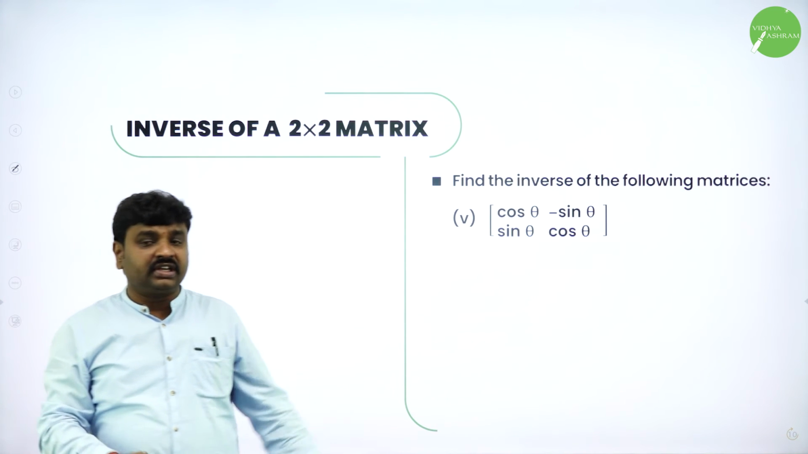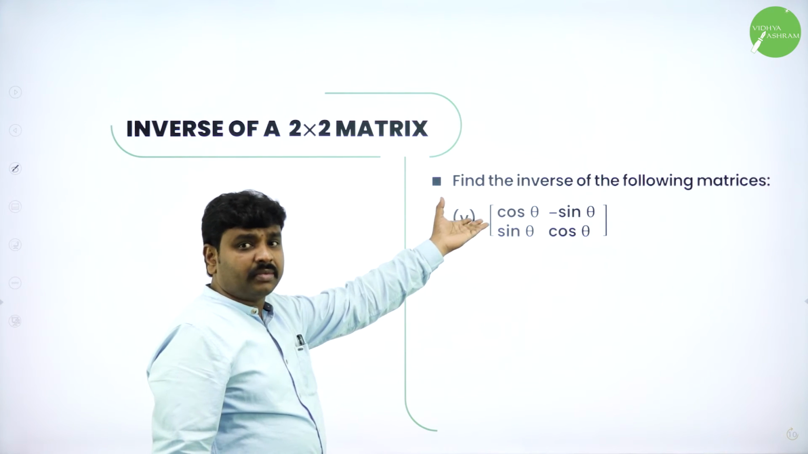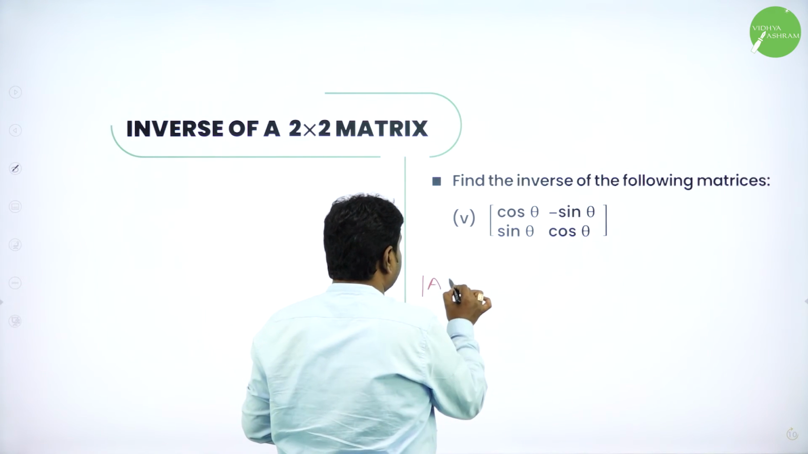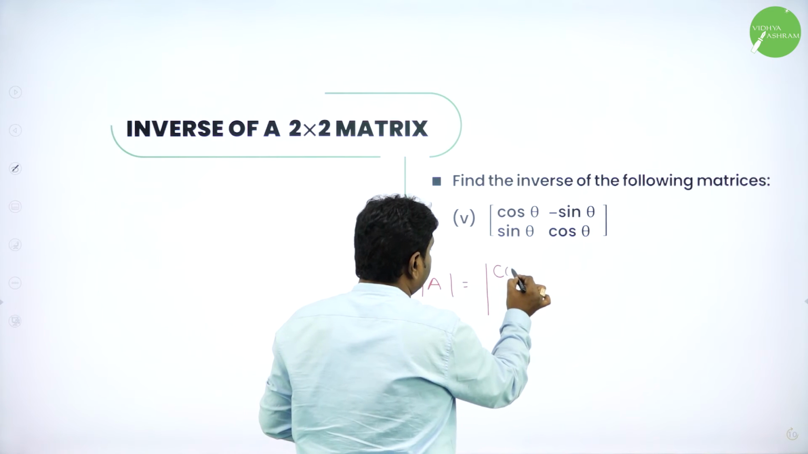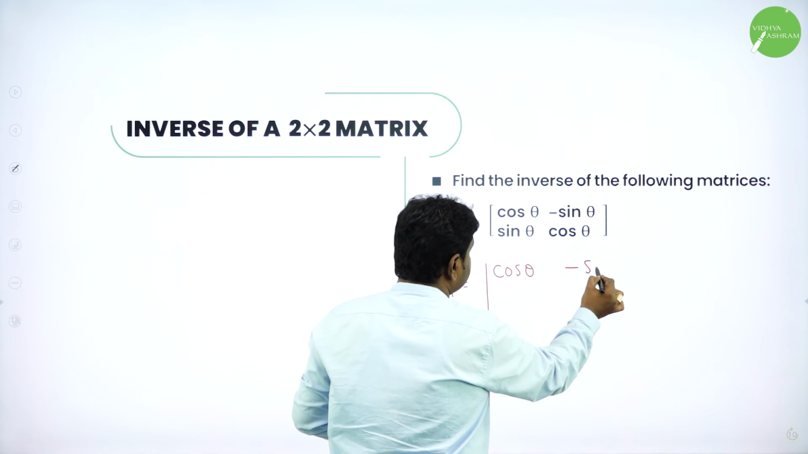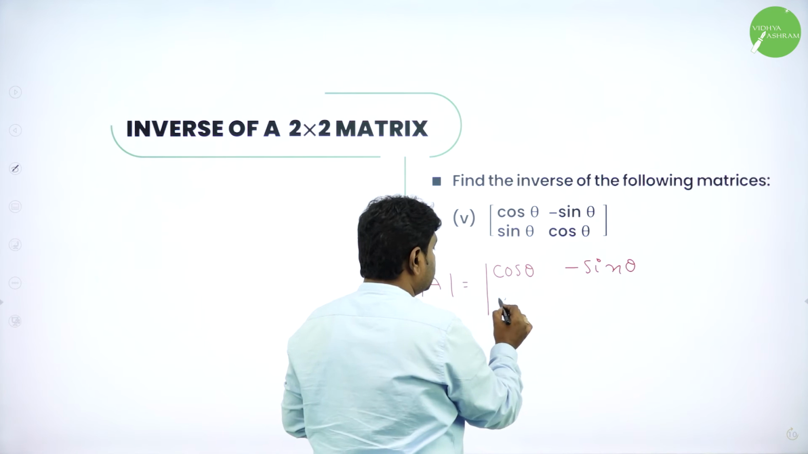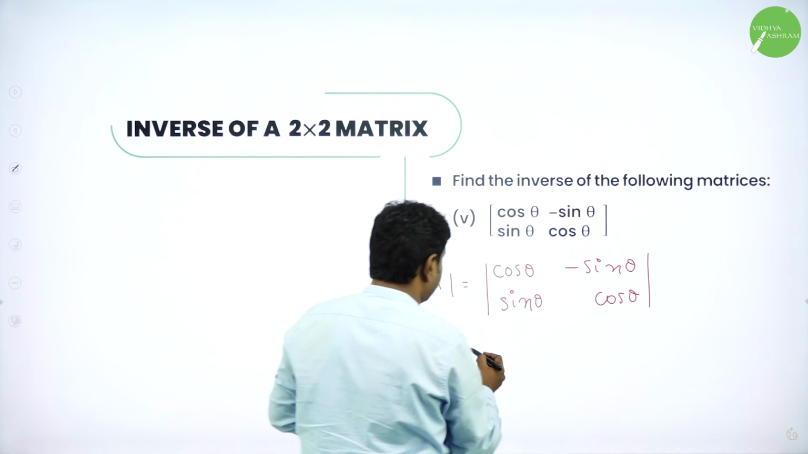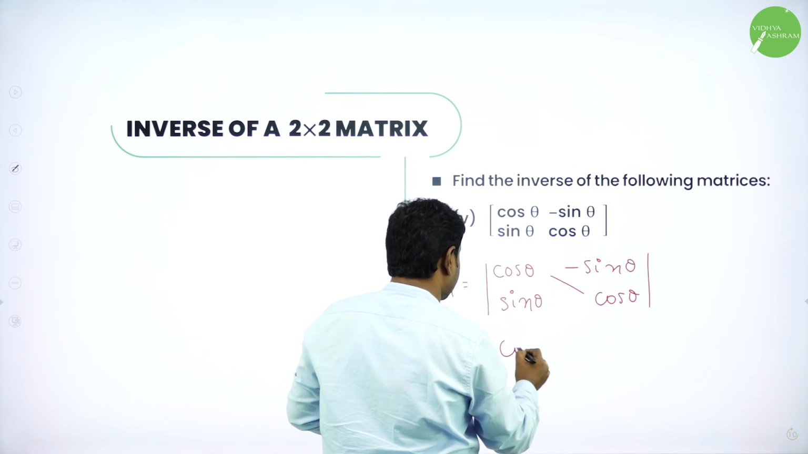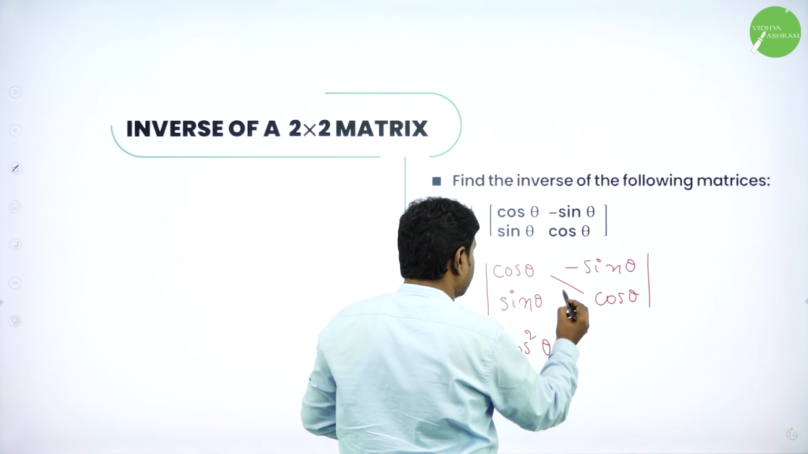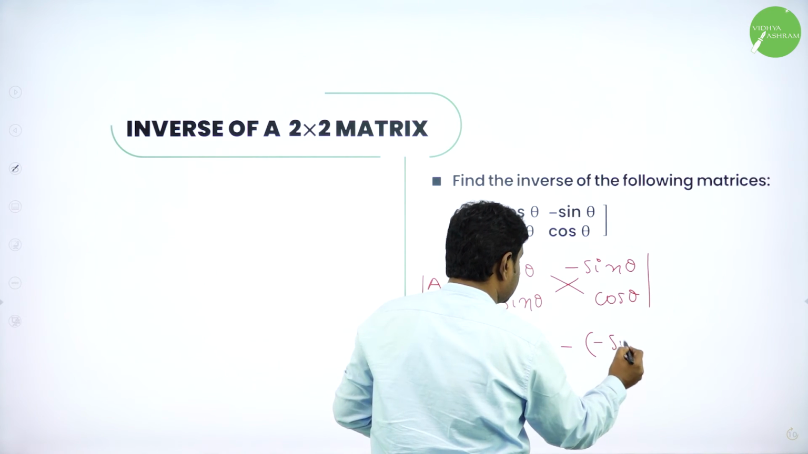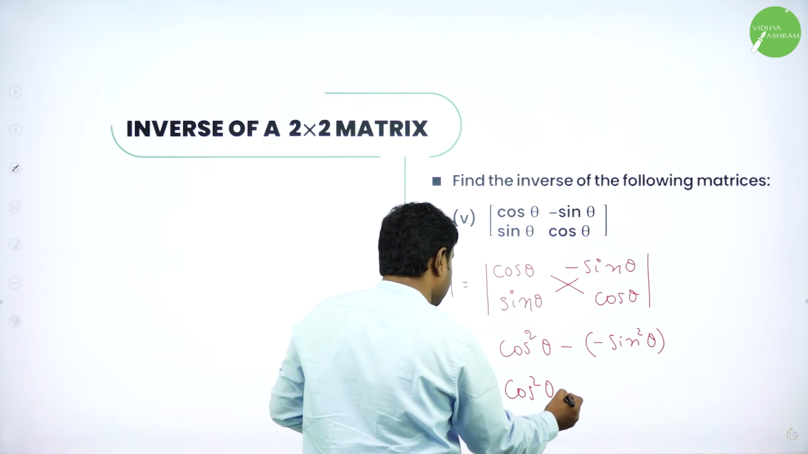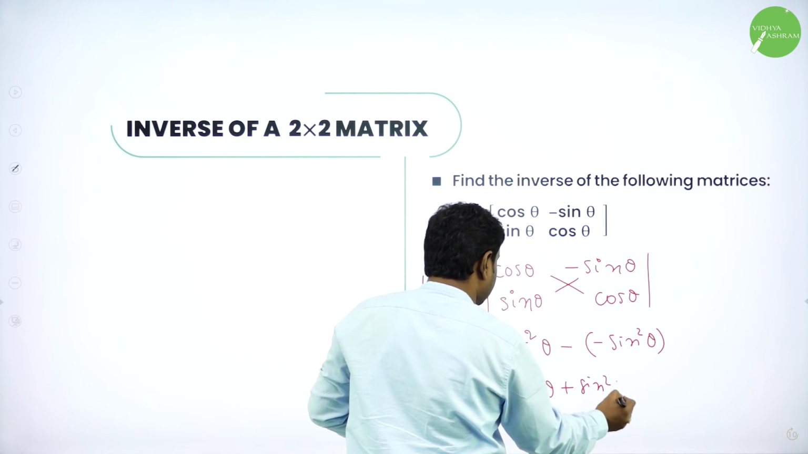Now, find the inverse of this. They gave it in trigonometric functions. We'll find the inverse. First, find determinant of A. How to find determinant of A? Determinant of cos theta, minus sin theta, sin theta, cos theta. Multiply the principal diagonal. Cos theta into cos theta, cos square theta, minus in the formula, minus into minus, minus sin square theta. So it will become cos square theta plus sin square theta. What is cos square theta plus sin square theta? It is 1.